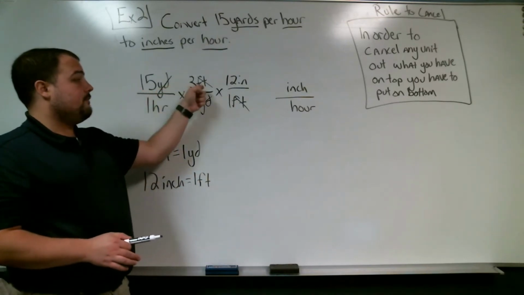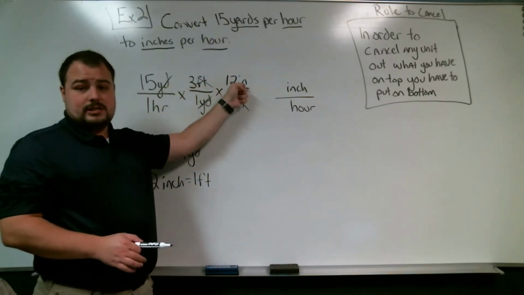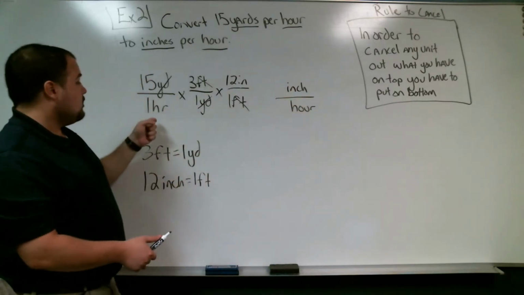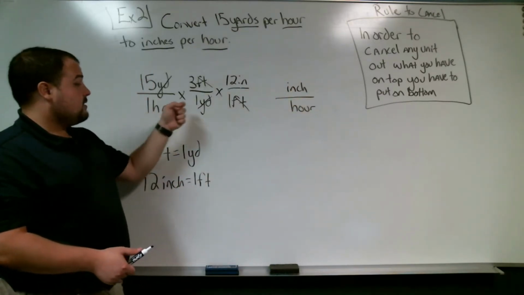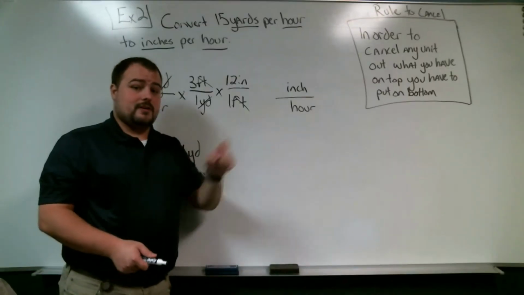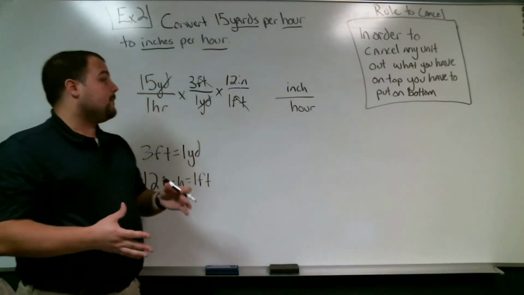If we look at the top, we should have the right unit of measurement. Since yards is gone, feet's gone, the only unit of measurement is inches. And we want inches on top. That means we're doing it right. We look at bottom. We have hours, yards is gone, feet's gone, so we only have hours, and we want hours over here. So this means that we have set up our problem right.